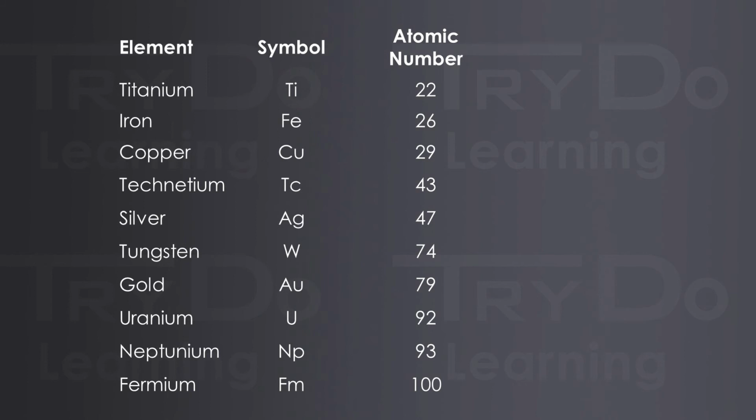Titanium 22, iron 26, copper 29, technetium 43. Technetium is important because it is the first man-made element. So the atomic number of technetium is important. It is 43. Silver 47, tungsten 74. The symbol of tungsten is W. Gold, symbol of gold is Au. Atomic number is 79. Uranium 92, neptunium 93, and fermium 100.